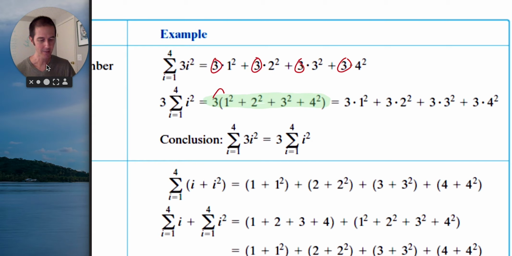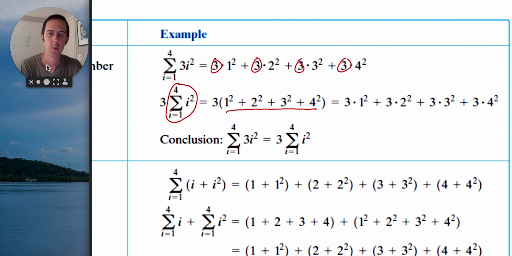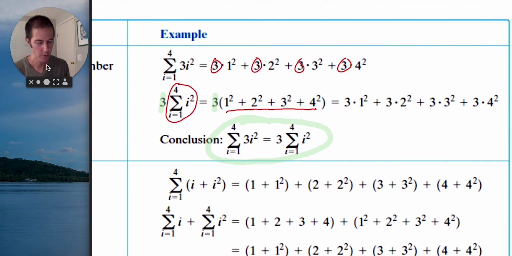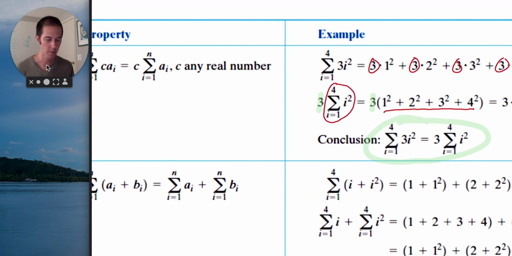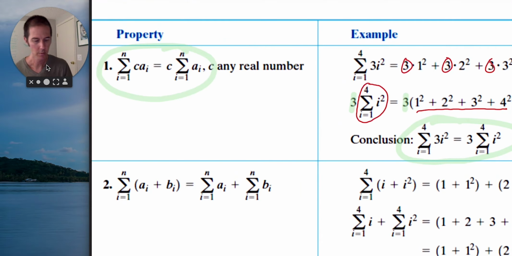And then the idea is that this 1 squared plus 2 squared plus 3 squared plus 4 squared, check it out. There it is, 1 squared plus 2 squared plus 3 squared plus 4 squared. What about the 3? It's still there. We're just going to multiply it in later. So you're able to factor the 3 out. And then we can see a conclusion written down here, which matches up with how we saw it written generally over here.